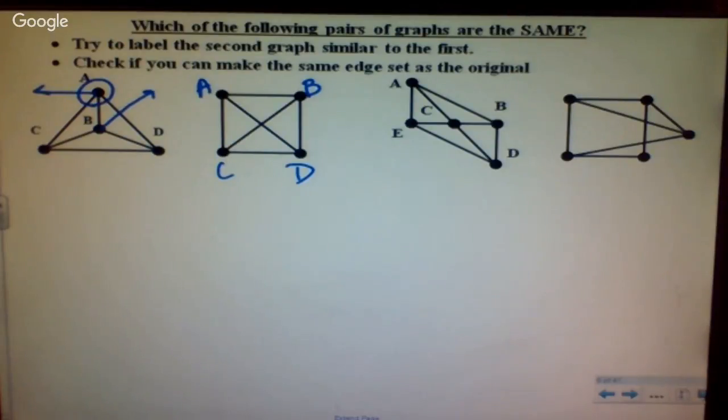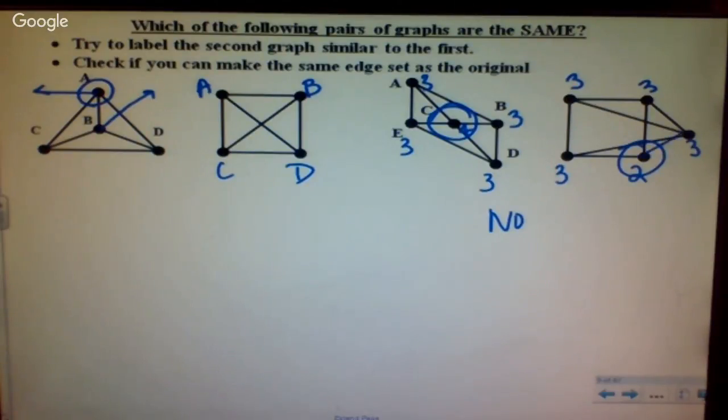Okay, take a look at the second one. A has 3, B has 3, C has 4, E has 3, and D has 2. So this one does not work, because this has 4 and this only has 2. It would have needed an extra line here to make this one work.